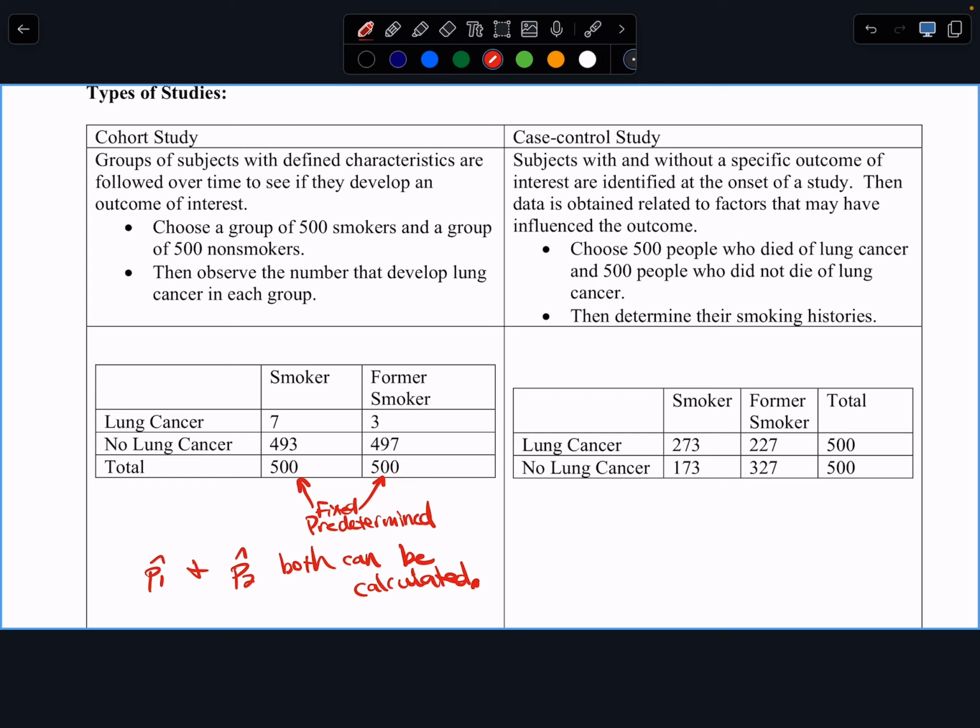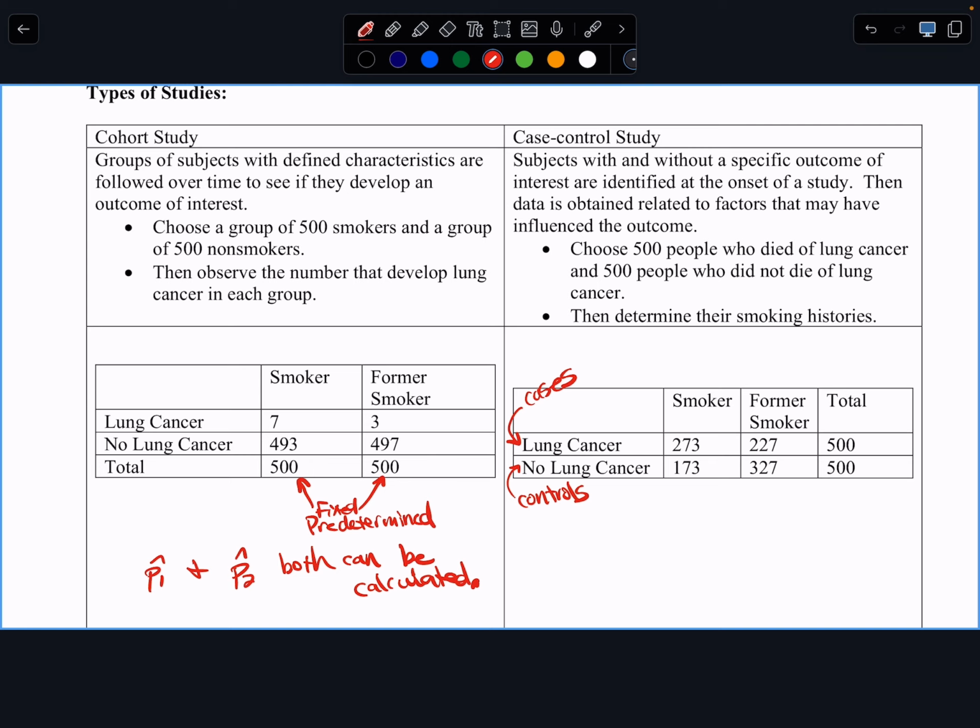So it says choose 500 people who died of lung cancer and then 500 who did not die of lung cancer, right? Those with the outcome of interest, meaning died of lung cancer, are called our cases, and these are called our controls, right? And then I'm going to look at the health history of those individuals and see, were they smokers, or did they have some periods where they smoked and then quit smoking for a period of time before they died of lung cancer, or not died of lung cancer, okay?